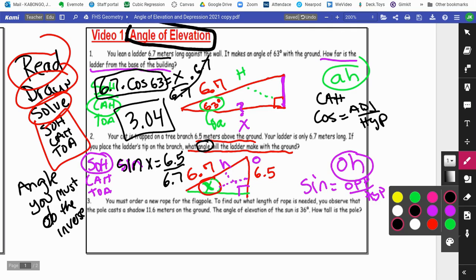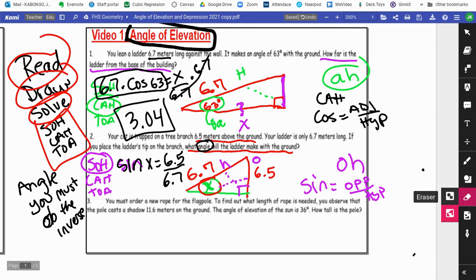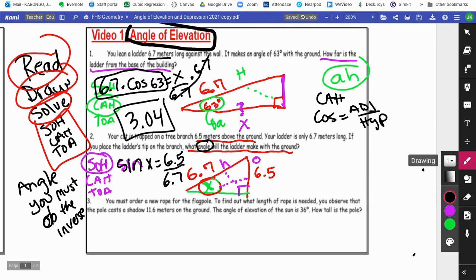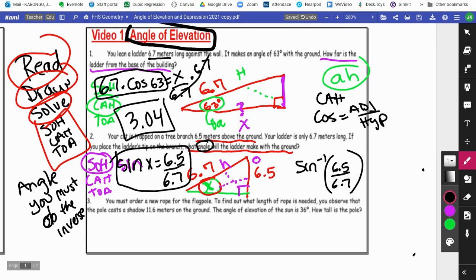What does that look like? It looks just like this. If I can erase here, it will look like this. Ready, set, let's do this. So now that you have this right here, all you have to do is just type sine inverse of that 6.5 over 6.7. Put this whole thing on your calculator. We should get our answer.